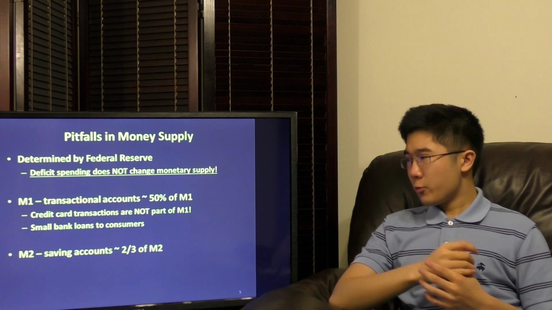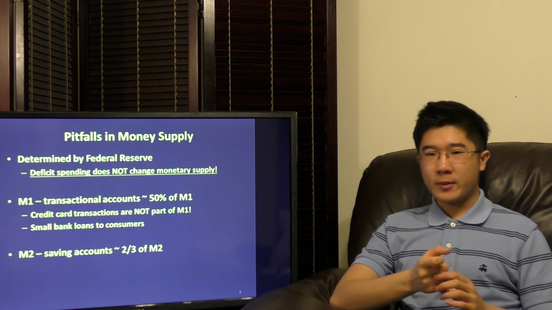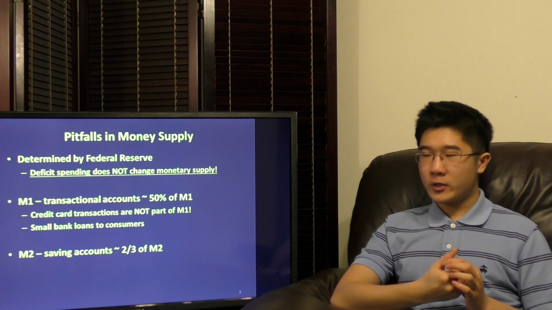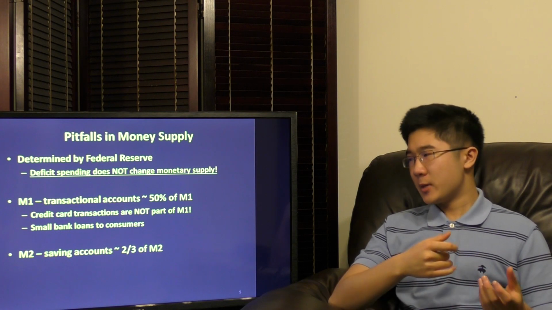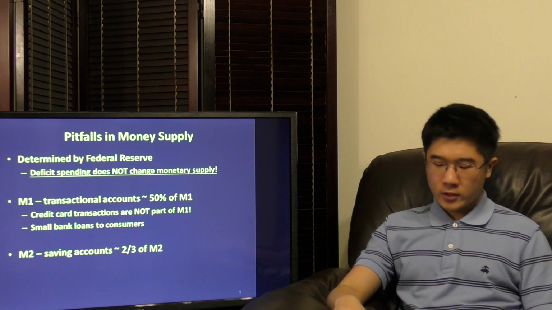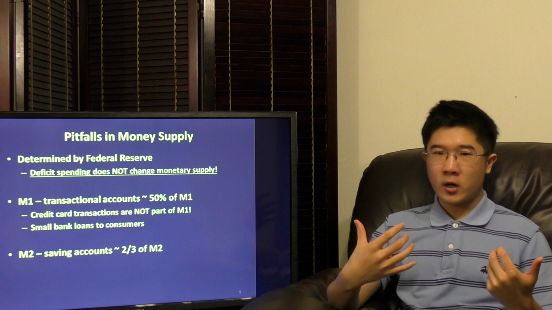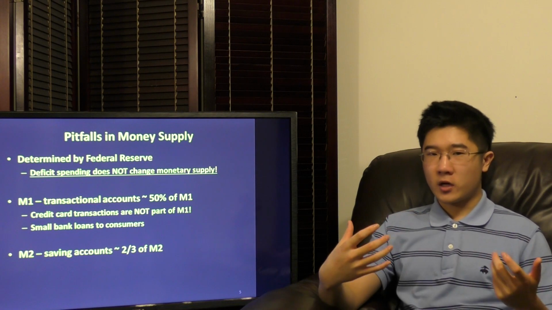Then in M2, savings accounts make up an even larger portion of a more illiquid definition of money, because savings accounts make up two thirds of M2. It goes to show how including more accounts makes up a significant part of our money supply and a significant part of our economy overall.